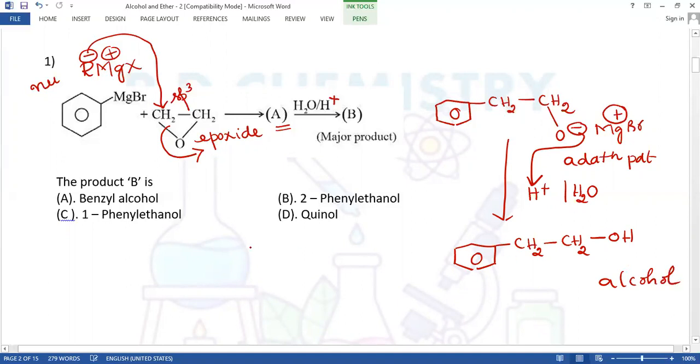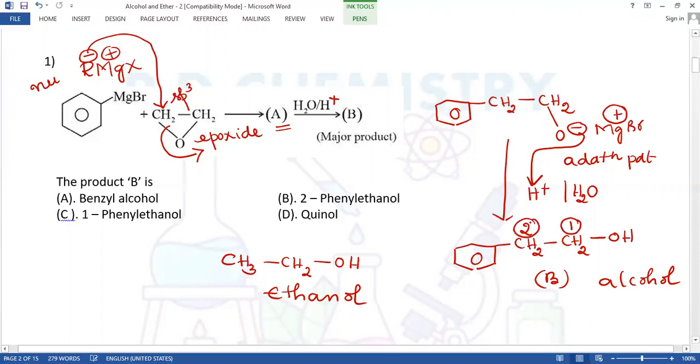Now you have to identify what type of alcohol this is. Before that, let me take CH3CH2OH. What is this? This is an alcohol. This is known as ethanol, correct? And this compound, major product B, is a derivative of ethanol. We'll number the carbon atoms. The functional group is on carbon number 1, right? This is carbon number 2. Carbon number 2 is attached to what?